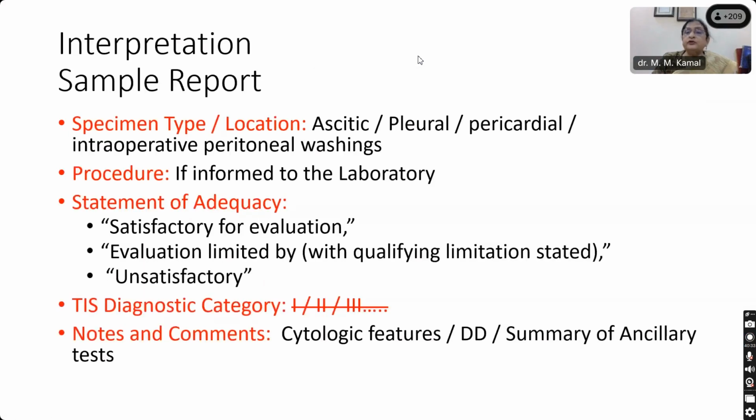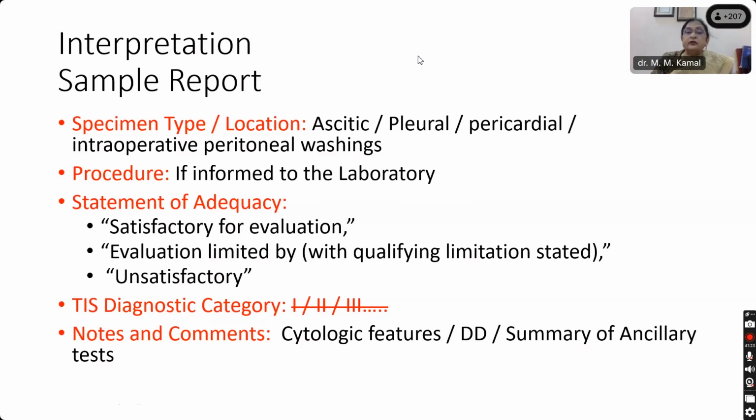Now, how should a sample report be? I'm just showing you a prototype of the sample report which this classification tells us. So in any report, you have to mention the specimen type and from where it has been aspirated. Come on, Shakti, you can read it out. First one is specimen type and location. Ascites is the space in the abdomen. Pleural is a collection of fluid in the pleural cavity. Pericardial cavity, and any intraoperative peritoneal washings. So we should know what is the type of specimen and from where the fluid has been sent.